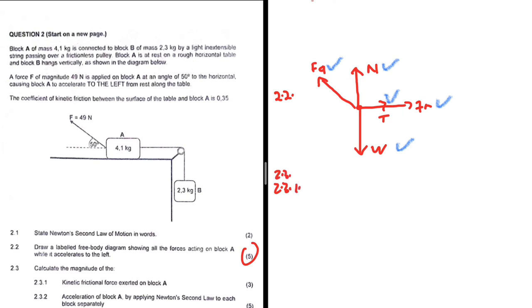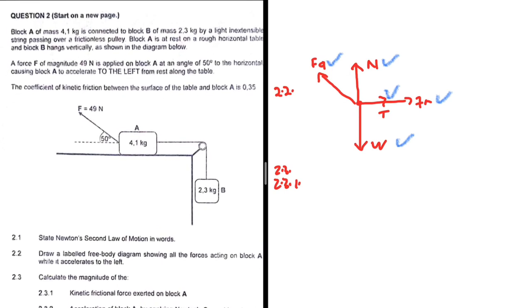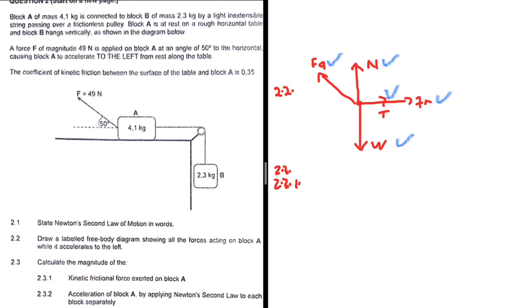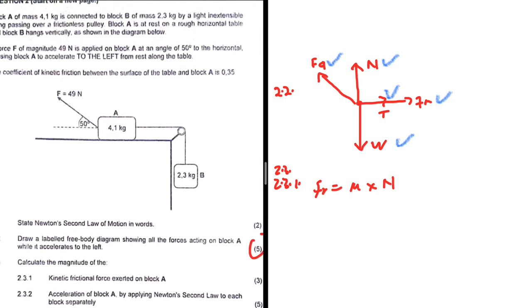2.3.1, we're supposed to calculate the magnitude of the kinetic frictional force acting on block A. So let's go ahead and do that. Quite an easy question. I would assume the kinetic frictional force is equal to the coefficient multiplied by the normal force. The coefficient between the surface of the table and block A is 0.35. All we need is the normal force, and we have answered our question.